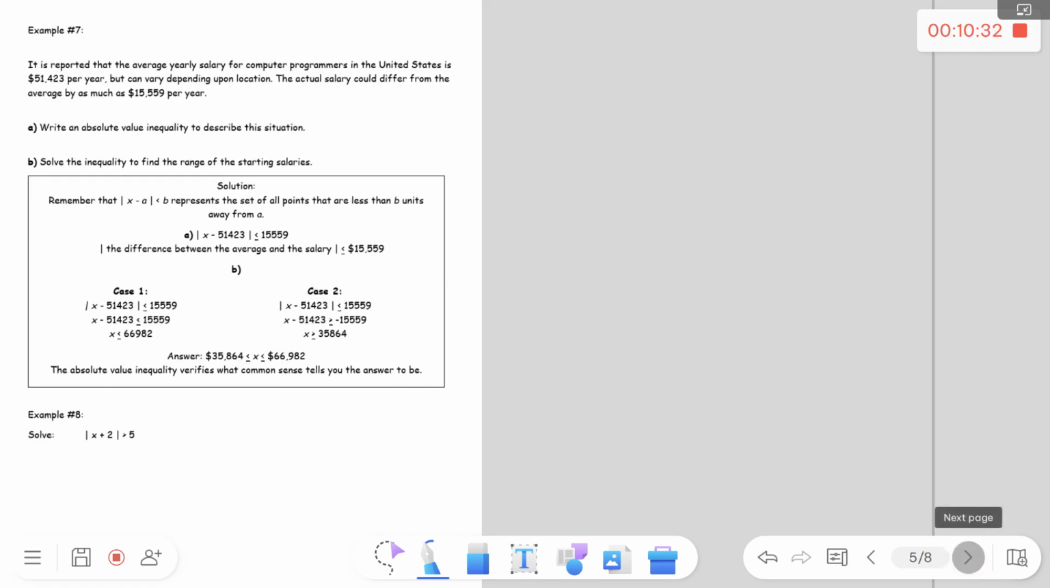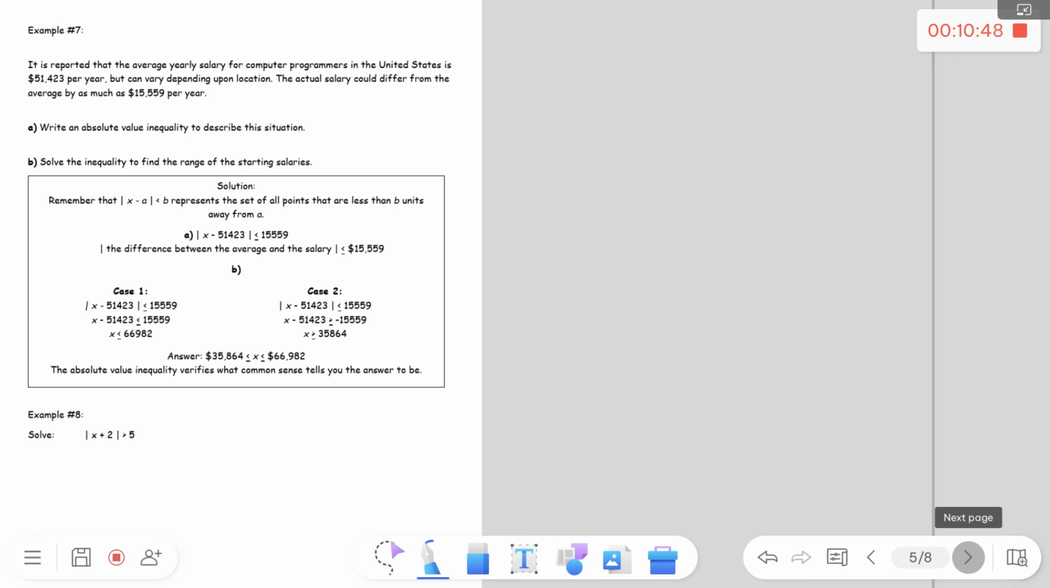All right, so it is reported that the average yearly salary of a computer programmer in the United States is $51,423 per year, but can vary upon location. The difference is an average of $15,559. It says write an equation to show this and then solve the inequality.